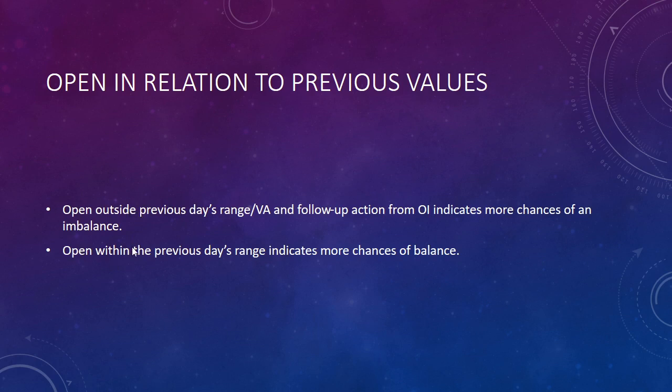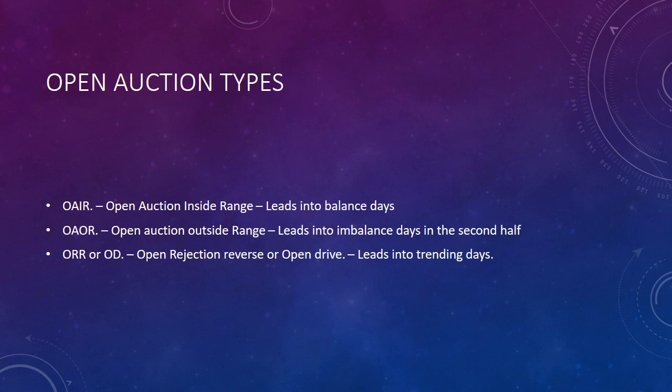In contrast, if the open is within the previous day's range, and you don't see too much activity, or even if you see activity it's still within the previous day's range, that means there is no hurry for the market to move anywhere, so it will take enough time. So it is in balance, and you can expect more chances of a balanced day. A balanced day could occur either with an extension or without one, but you could still expect a balanced day. This is what the opening price will tell you about the sentiment for the day. Next are the opening auction types.